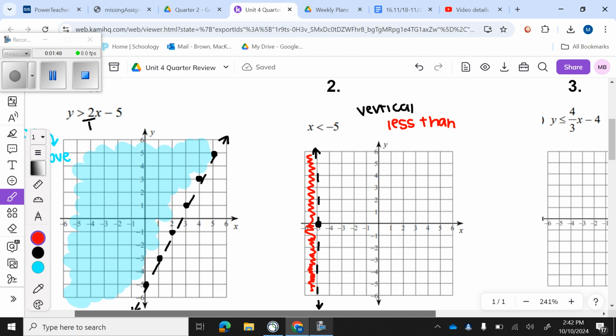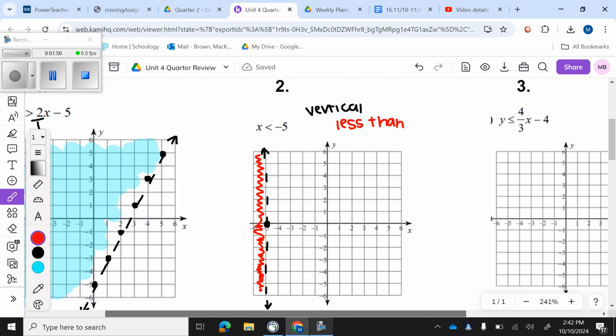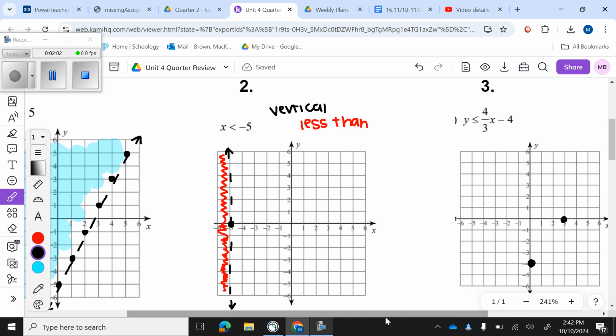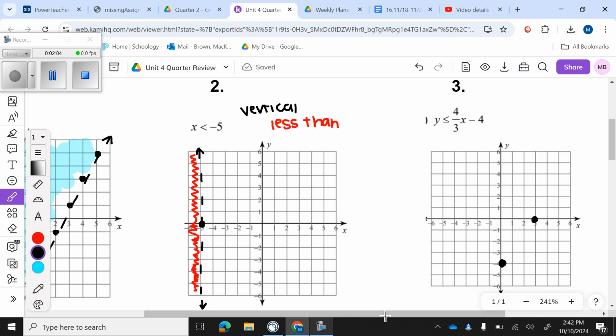All right, number 3, I still got to start at my y-intercept, which in this case is a negative 4. My slope is 4 over 3, so I'm going to go up 4, right 3, because this is a positive 4 over 3, and I want my line to be increasing. All right, now I have to decide solid or dotted. Well, there's a line underneath it, which means it's equal to, so I'm going to draw a solid line.